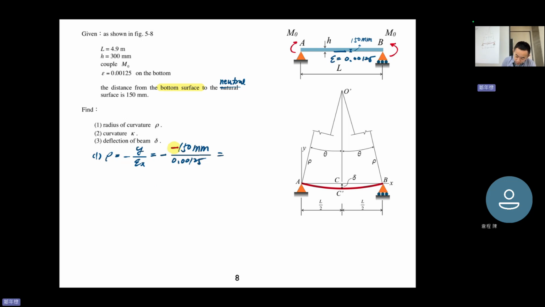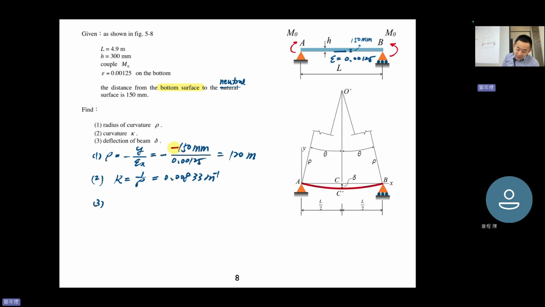So it will give you 120 meter. Wow. So this curvature will become 120 meter. Very long. Okay, very big circle. Second, what is a curvature? Curvature is really easy. Kappa, which is 1 over rho, so 0.00833 m minus 1. Okay, you see the kappa actually has the unit meter minus 1.